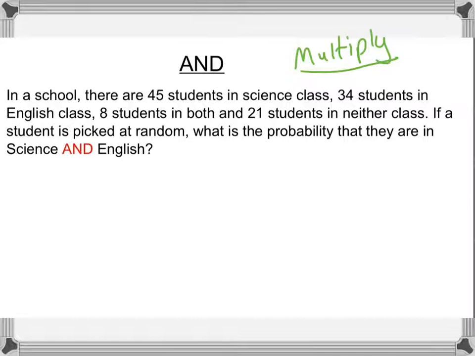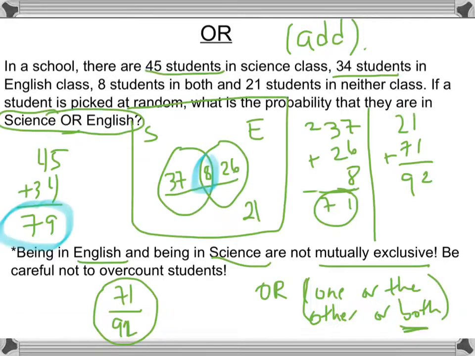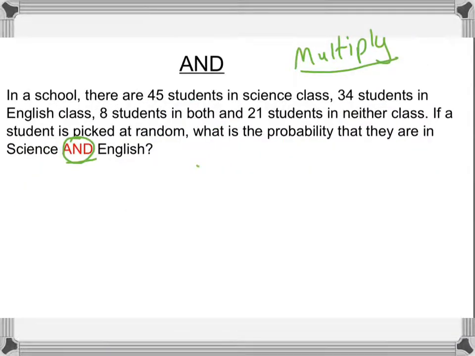Okay, so these are the statements that have an and in it. So let's look at this. What I've done is I've changed the problem that we just had previously. Okay, and I've made it to say, instead of or here, I've made it to say and. So I want to pick students at random, and I want to know the probability that they are in English and science. Okay, so in that case, I only want those 8 in between. Okay, so there's only 8 students who are in both out of the 92 students altogether.